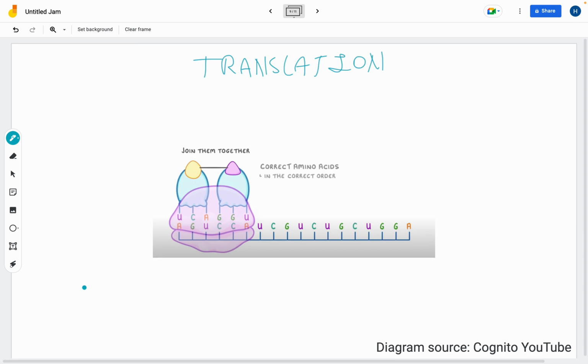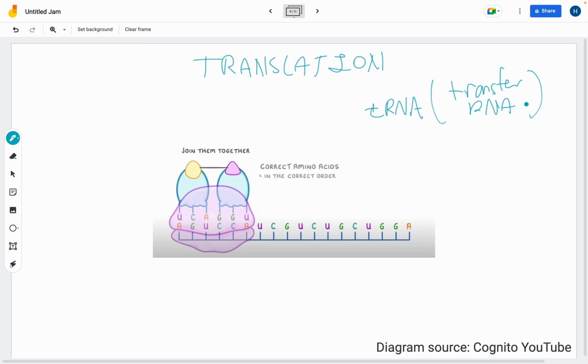But anyways, we now have the mRNA. The blue is the mRNA strand. Remember, it's single-stranded. Now, the mRNA and ribosome bind together alongside tRNA to form a protein. Now, this is translation, okay? tRNA stands for transfer RNA.